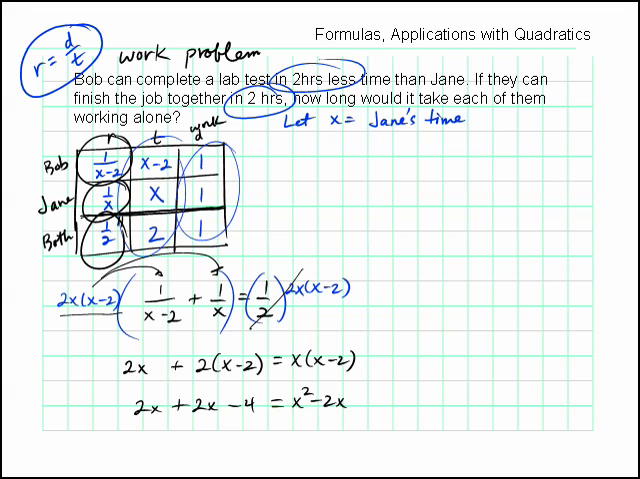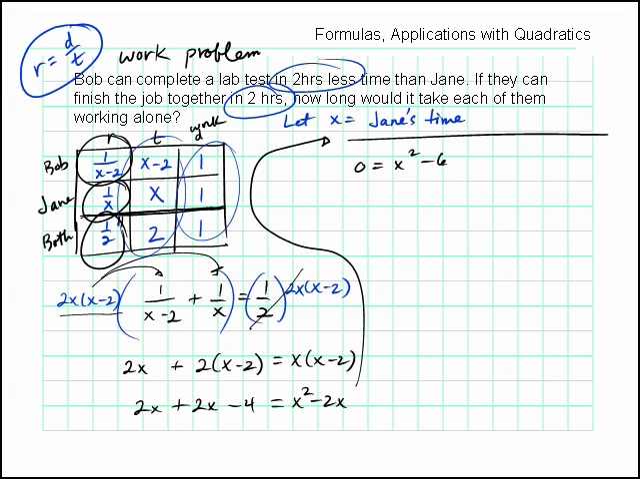Notice that this is a quadratic equation, and so I'm going to combine all my like terms and move everything to the right side here, and I end up with 0 equals x squared minus 6x plus 4. Okay, so I have to solve that quadratic equation for x. Notice that it doesn't factor, so I'm going to have to solve it using the quadratic formula.